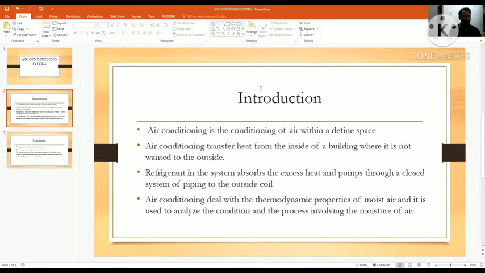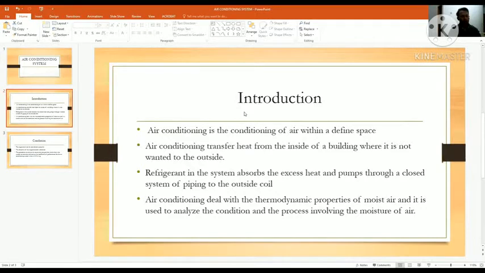An air conditioner transfers heat from the inside of a building where it is not wanted to the air outside. Refrigerant in the system absorbs the excess heat and pumps it through a closed system of piping to the outside coil. Due to the heat being removed from the indoor air, the indoor area is cool.